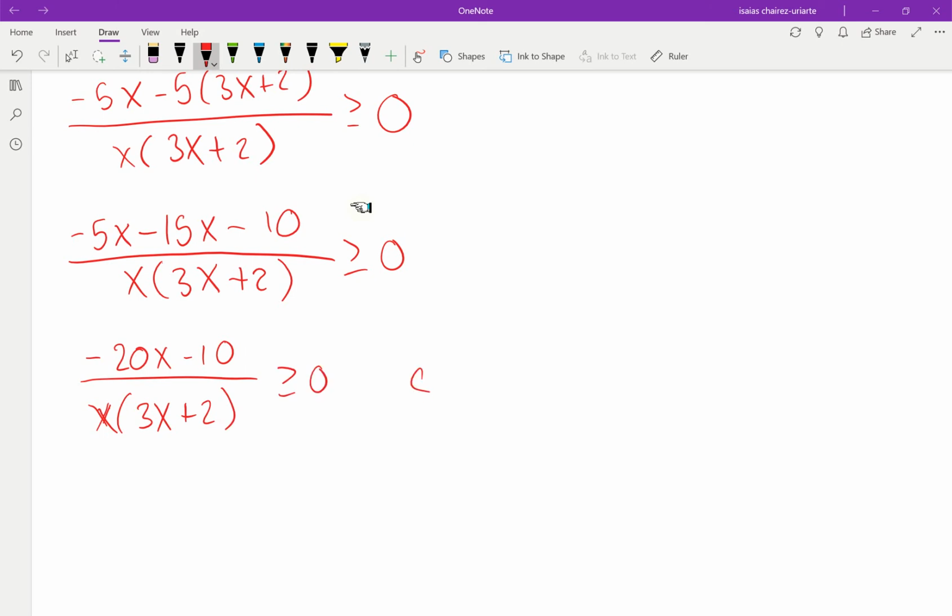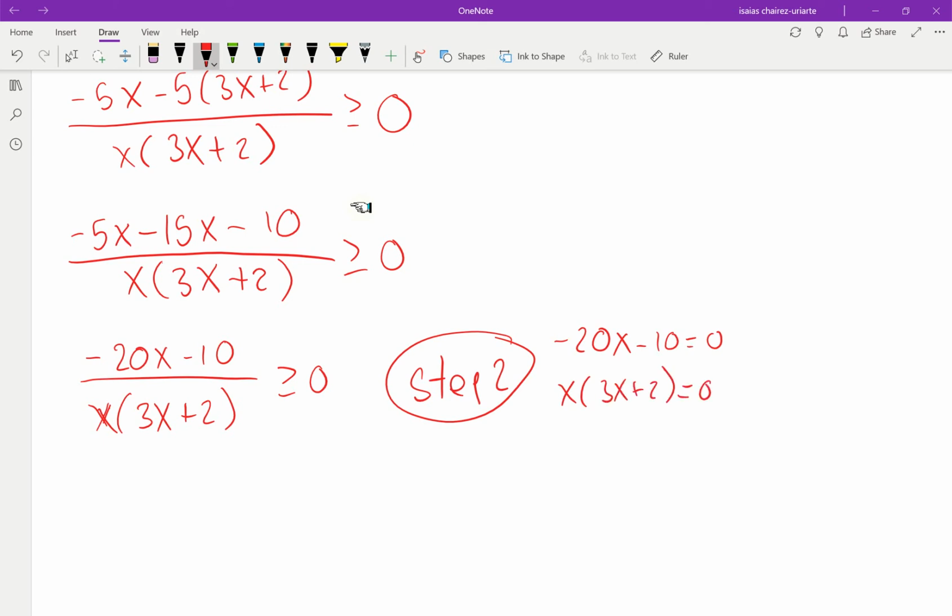All right, so we're at step 2. In step 2, we have to set both the numerator and the denominator equal to 0. So negative 20x minus 10 equals 0, and x times 3x plus 2 equals 0. The top equation has the solution x equals negative 1/2. The bottom equation should have two solutions by using the zero product property: x equals 0 and x equals negative 2/3.